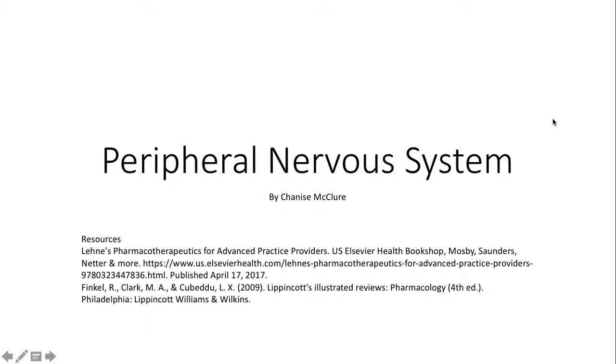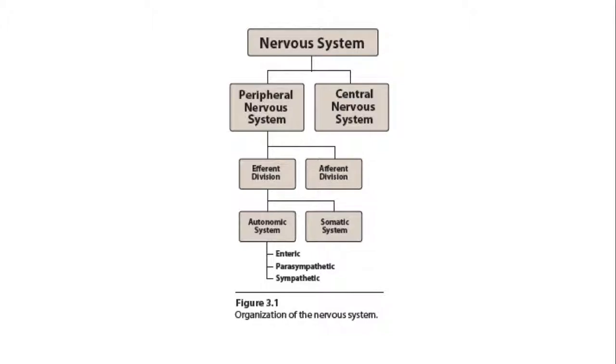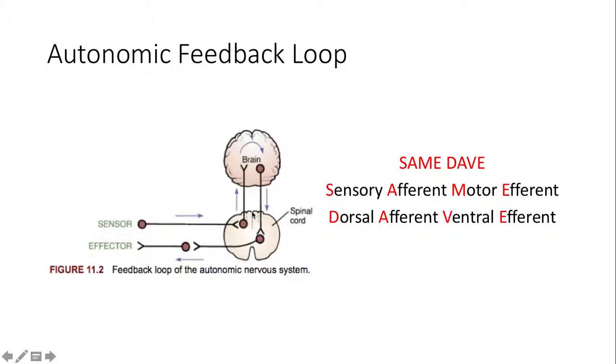This segment is on the peripheral nervous system. It's going to take a little bit longer than normal because there's a lot of ground to cover. This is the same slide from the Intro to Neuropharmacology lecture. We're going to be focusing mostly on the autonomic nervous system.